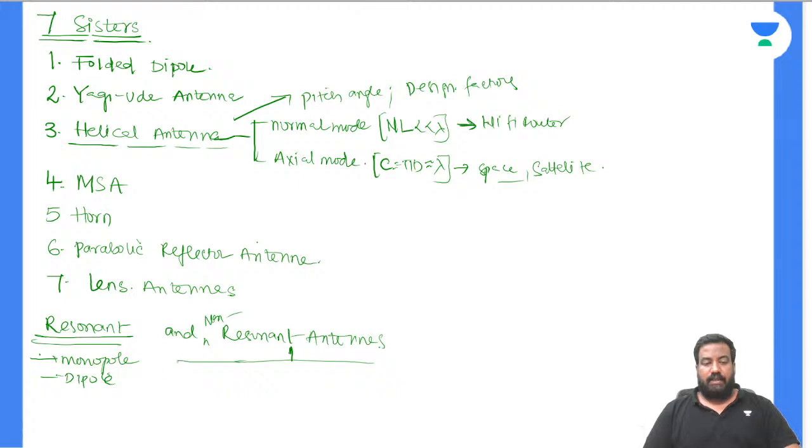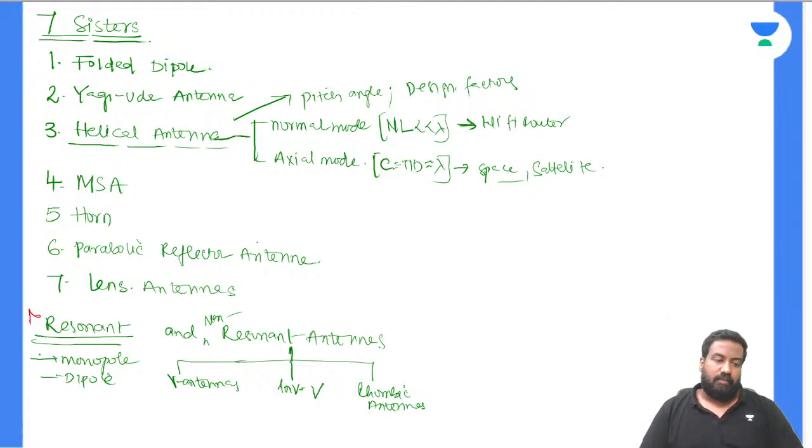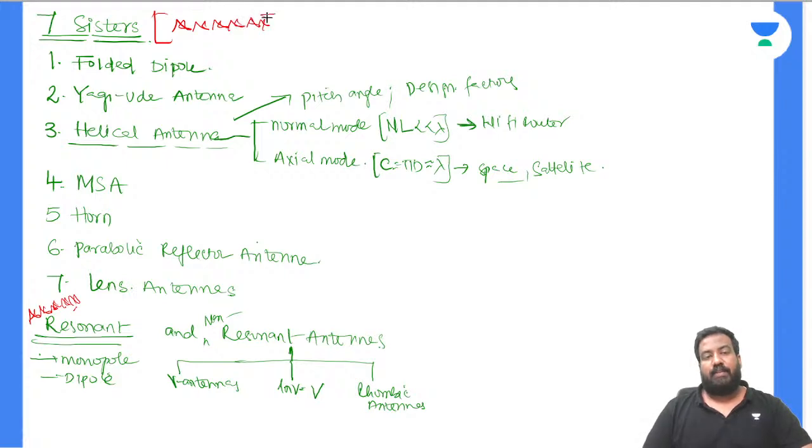The non-resonant antennas: we discussed V antenna, inverted V antenna, and rhombic antennas exclusively. This is also exclusive content. And most probably you will never get this 7 sisters content anywhere. A detailed explanation of all these 7 sisters, you will never get in any playlist on YouTube.